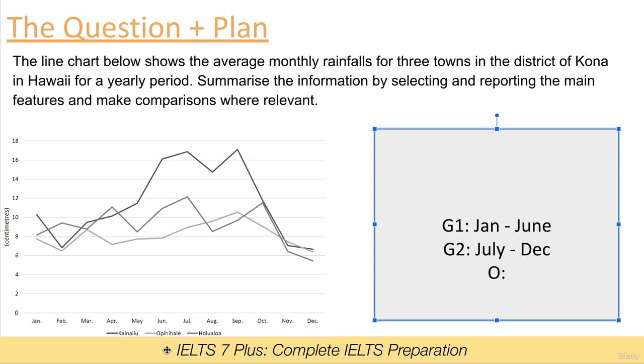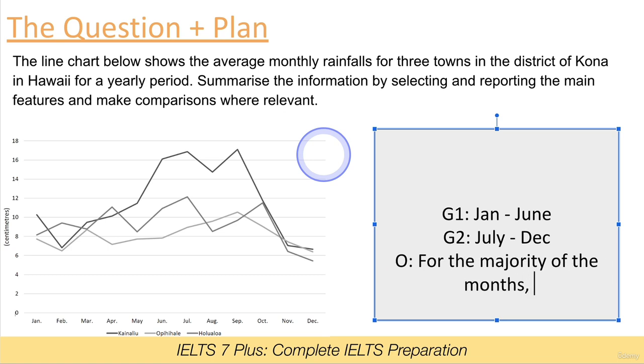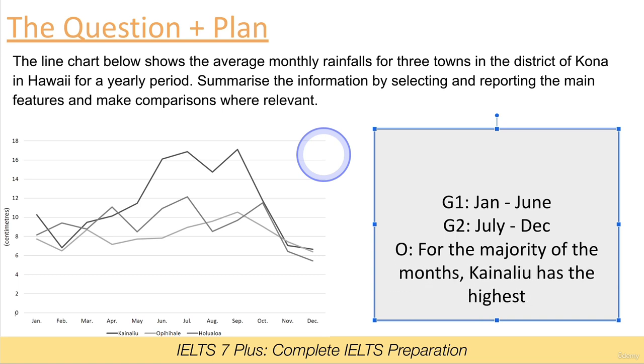So for our overview then, our sweeping statement, we want to make, as always, a general observation. So what do we have here? Kind of liu has the highest, for most of the year, the highest average monthly rainfalls. For the majority of the months, kind of liu has the highest average monthly rainfall.